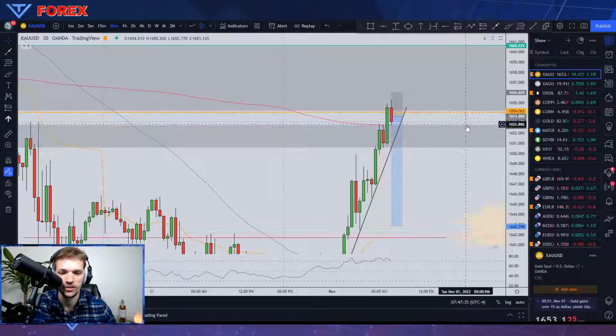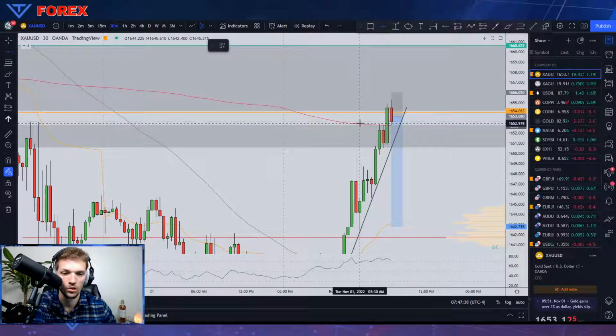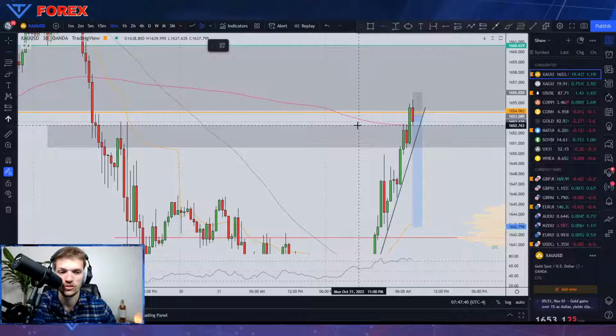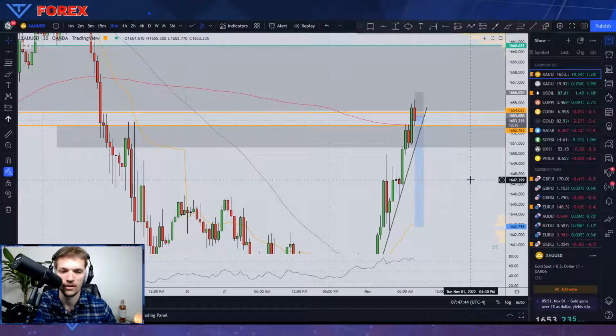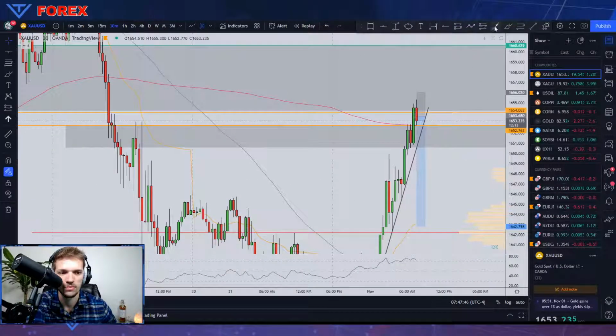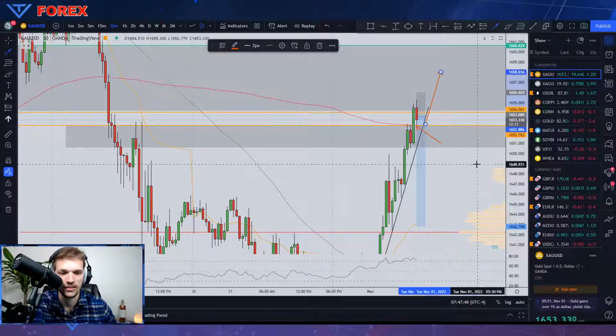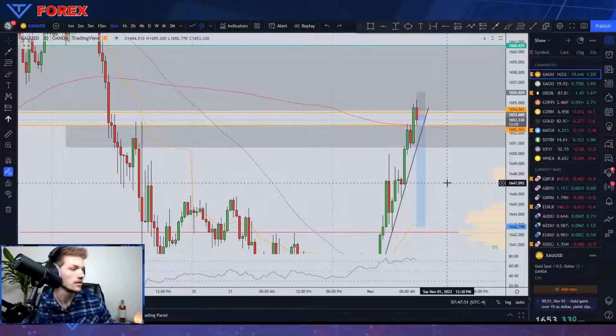I'd need to see this 30-minute close below like 1652.75, below this area. If it closes below this area, I'll feel a lot better about it. Otherwise, it could just be a retest and then a continuation up. So want to keep that in mind.